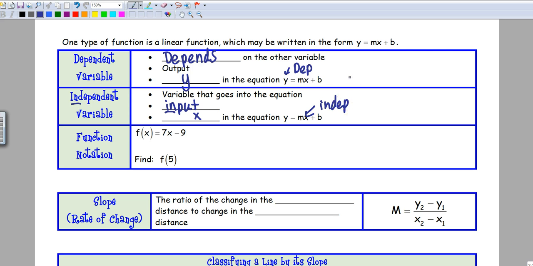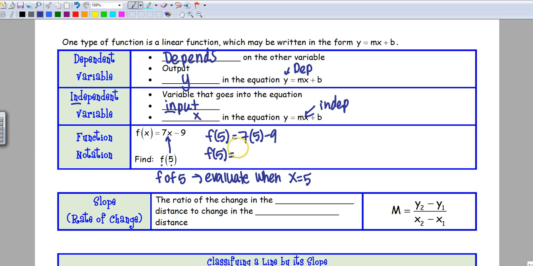So function notation is something that we will work with a lot this year. This is pronounced f of 5. This basically means evaluate the function when x equals 5. So you are literally just plugging a 5 in here. F of 5 equals 7 times 5 minus 9. This is not f times 5. This is telling you what you're plugging in for x. And then you're just going to evaluate like normal. So f of 5 equals 35 minus 9 is 26.